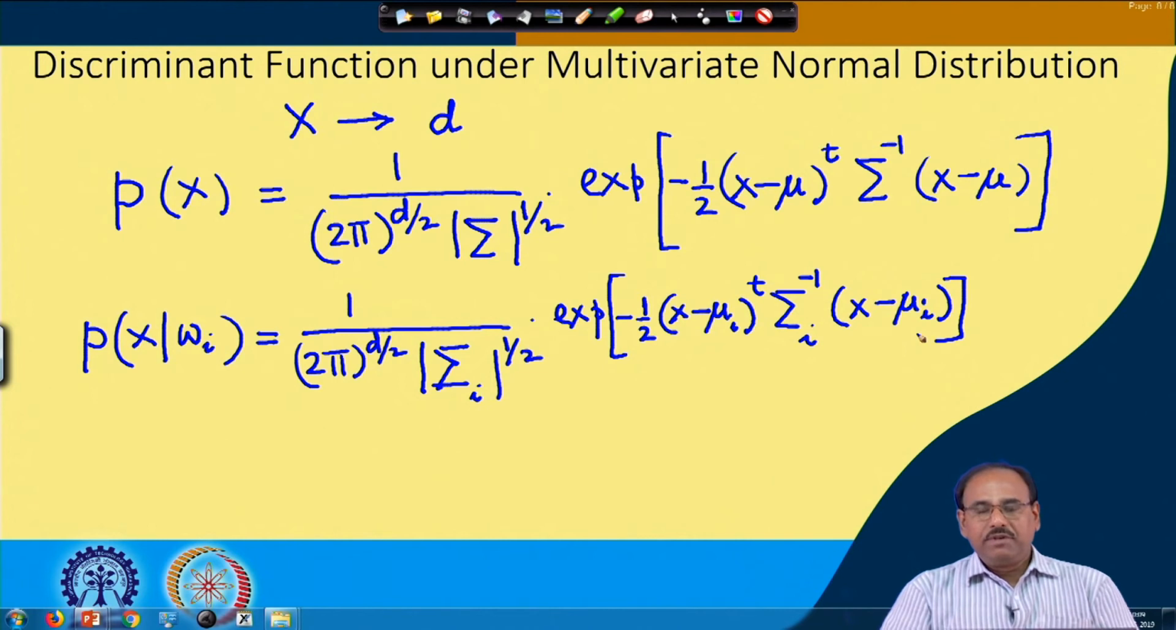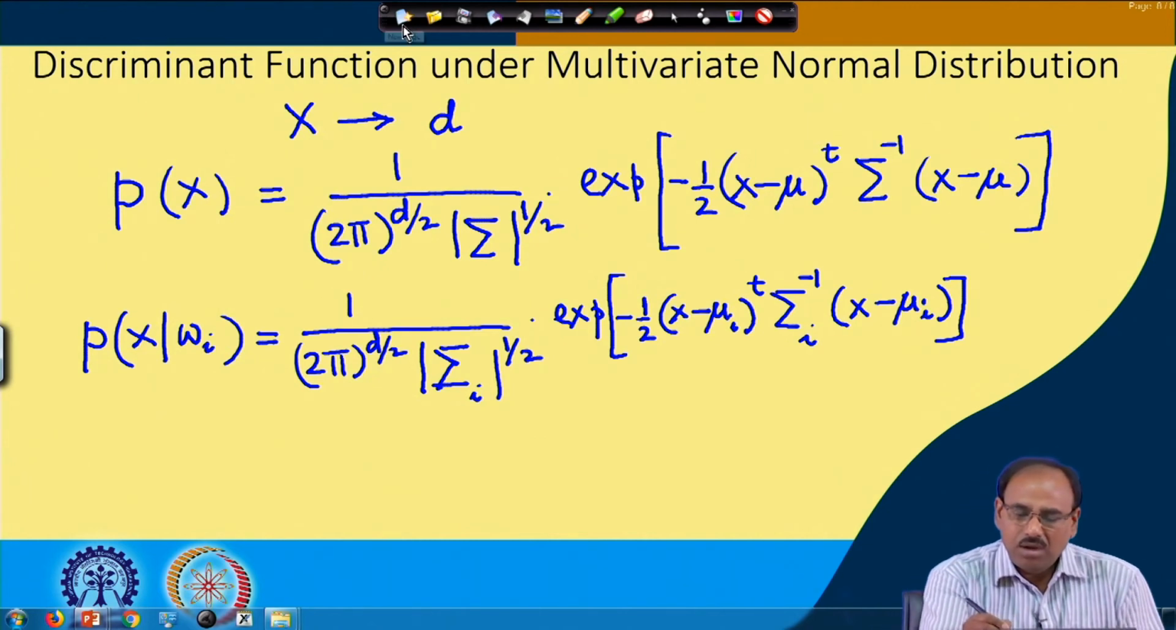So, this is my multivariate probability density function, where sigma I is the covariance matrix computed over all the feature vectors, which we call training vectors, because using those vectors I am computing sigma I and mu I. So, it is the covariance matrix computed using those feature vectors taken from class omega I. Mu I is the mean of those feature vectors taken from class omega I.